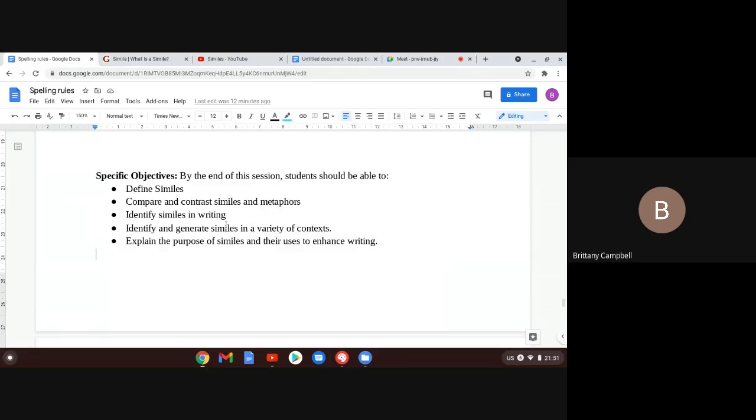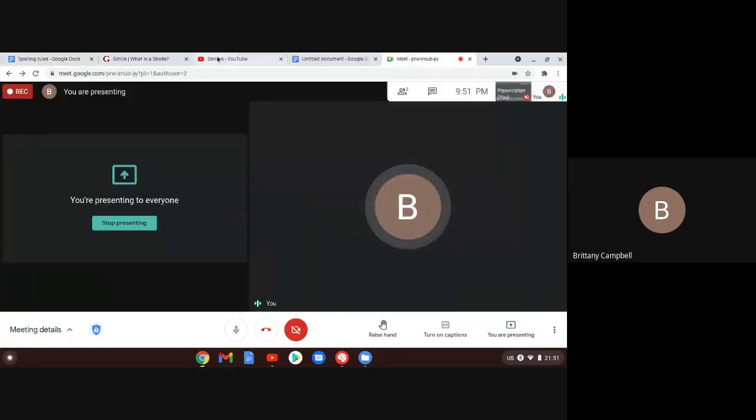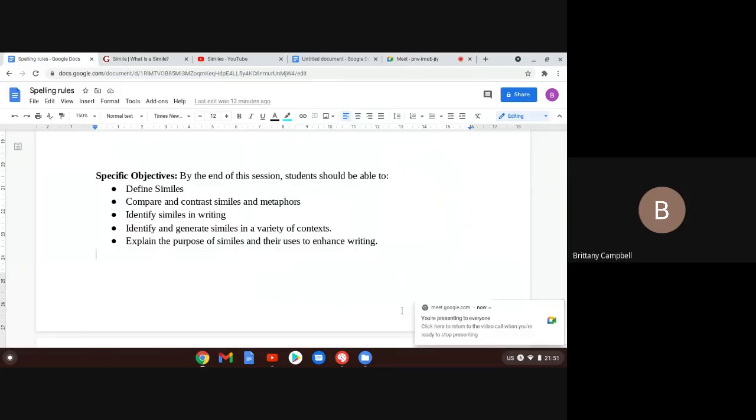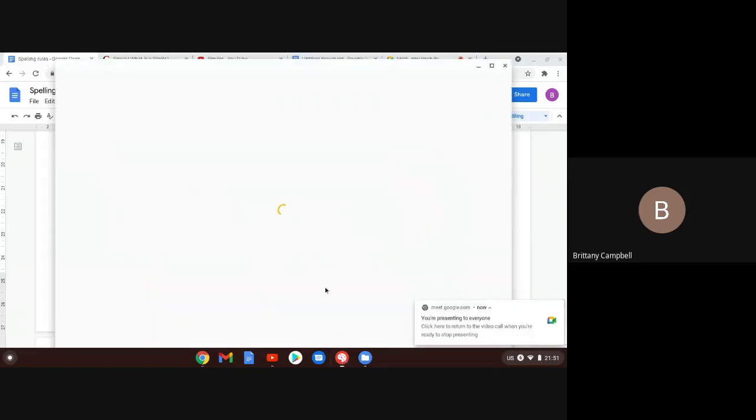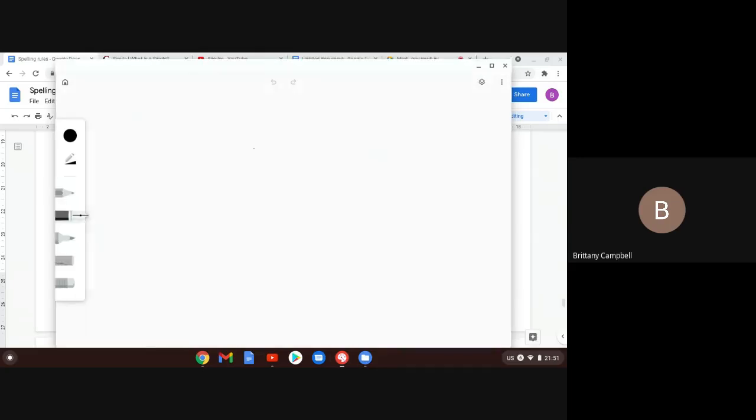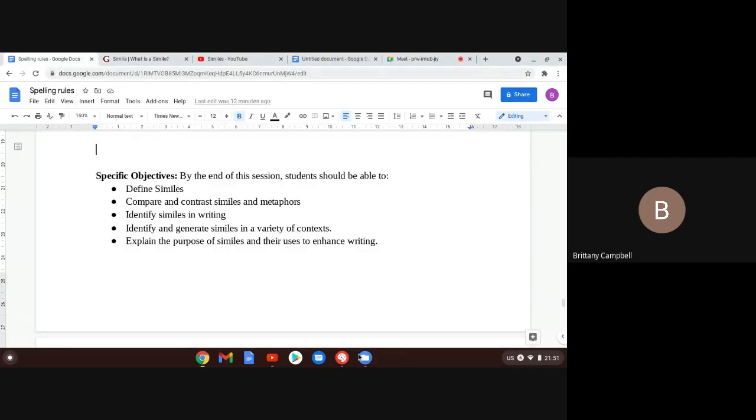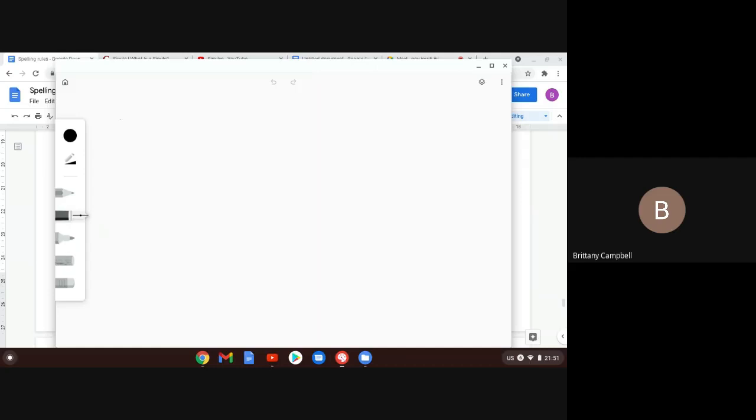So I'm going to get my board. Let me double check if my screen is sharing because sometimes it tends not to, right? Awesome. So I'm going to get my screen. You know, I love to use my screen, right? So we're going to focus now on the Venn diagram. So on the Venn diagram, we're going to place our attention on the similes versus metaphors, right? So you should be thinking already, thinking on your feet. So let's go.